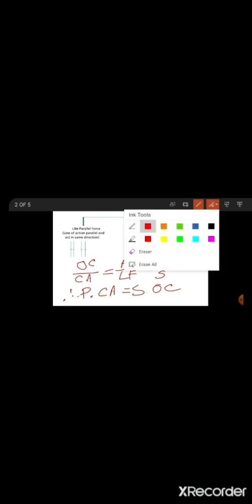Similarly, from the two triangles OCB and BMG, you may find out that Q dot CB equals S dot OC. So it may be concluded that P dot CA equals Q dot CB. We have considered here, for the sake of simplicity, only two forces P and Q, but this principle may be extended for any number of forces.